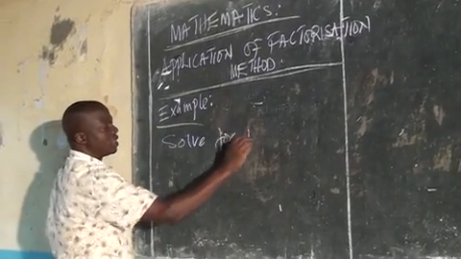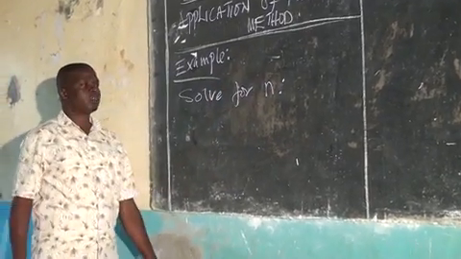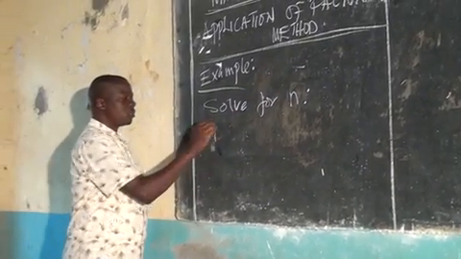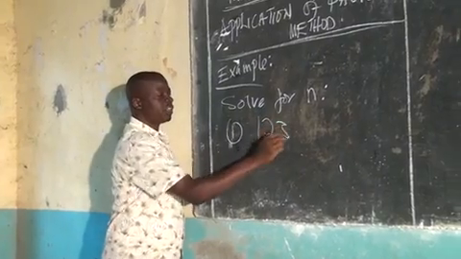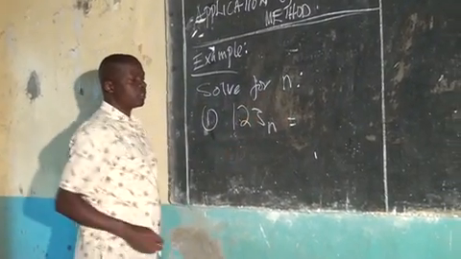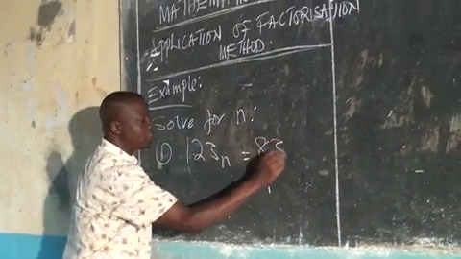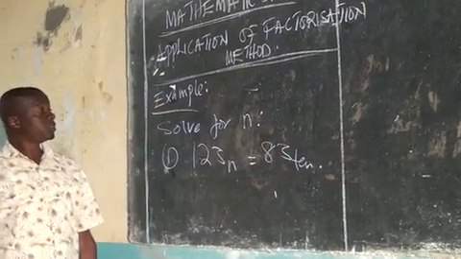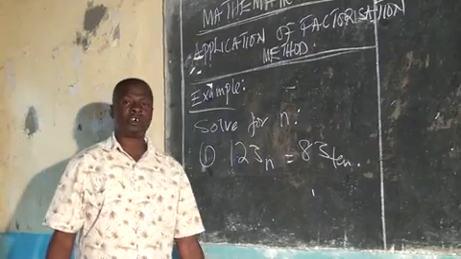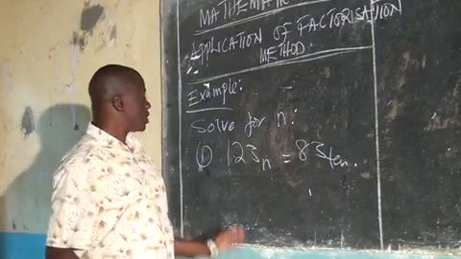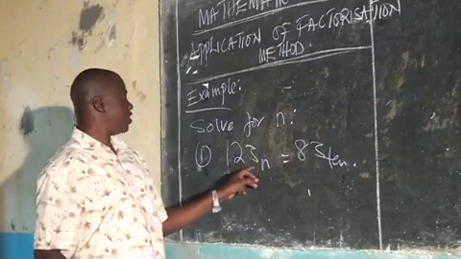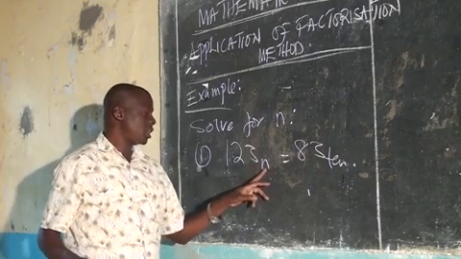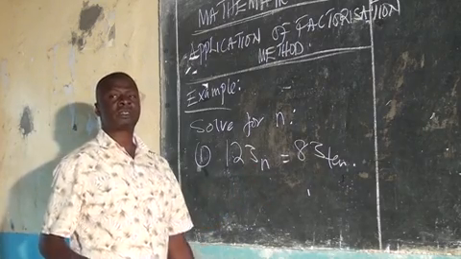Solve for n. Number 1 is 123 base n. This is equivalent to 83 base 10. The question is, solve for n. We shall first express 123 base n in terms of base 10.